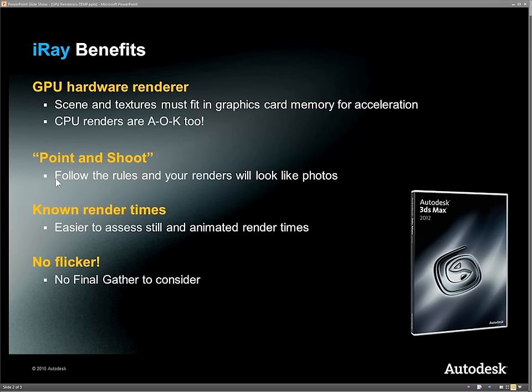At Autodesk, we're calling Iray a point-and-shoot renderer. If you follow the rules, which I'll show you on the next slide, your renders will look like photos. Another benefit is known render times, which I'll elaborate on a bit more. And another one that bothers a lot of new users of Mental Ray is Final Gather flicker. If you're not familiar with all the intricacies of Mental Ray, a lot of times when you do animations, especially as a new user, you might get a little bit of flickering in your animation. That's not to say you can't get rid of it with Mental Ray, but Mental Ray is usually associated with longer render times because of things like Final Gather, global illumination, caustics, and so on.